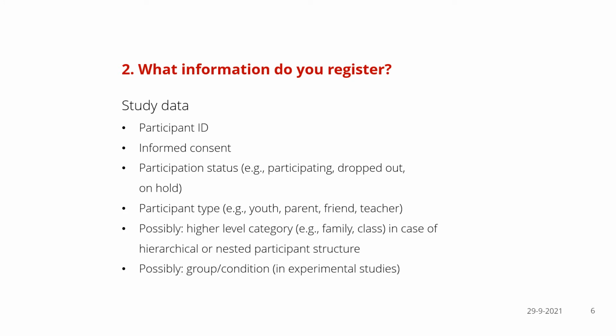Second is the study data. This includes the participant ID, informed consent, participation status, and participant type. Depending on your study, you could also include a higher level category if your study has a hierarchical participant structure, such as members from one family or students from one class or school.